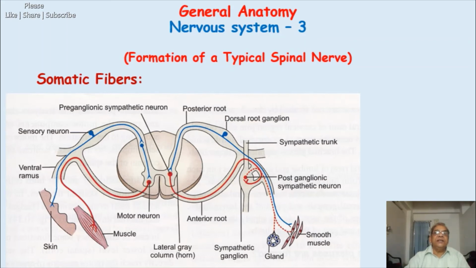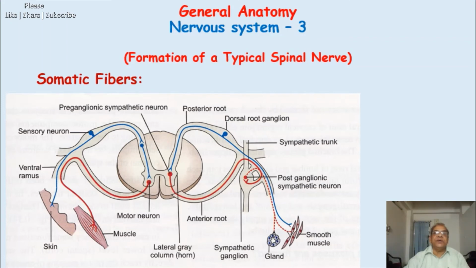The small multipolar neurons located in the lateral horn are the preganglionic sympathetic neurons. They are called preganglionic because there is one more neuron located in the sympathetic chain, or the sympathetic trunk, in the sympathetic ganglion. That neuron is called the postganglionic sympathetic neuron. That's why this one is called preganglionic.